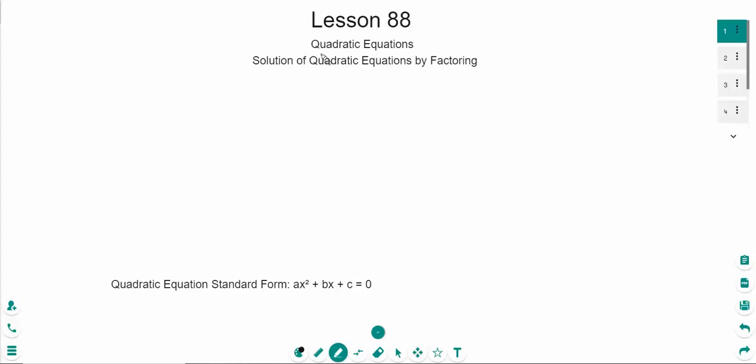Today we're going to be looking at quadratic equations and solution of quadratic equations by factoring. Really the story is going to be all about the quadratic equations today, and what they are and how we solve them. So let's just back up just a little bit.